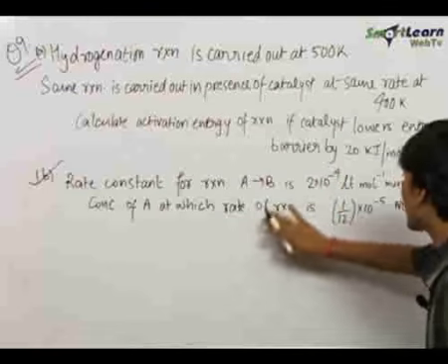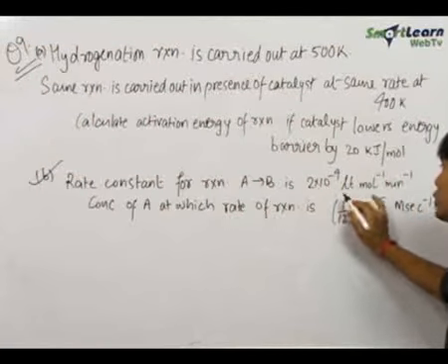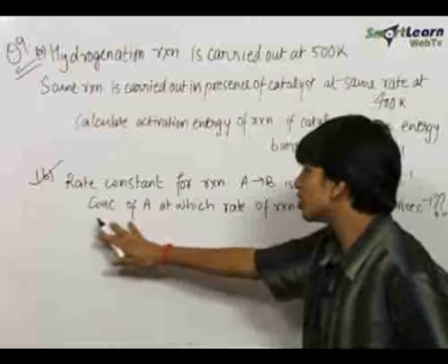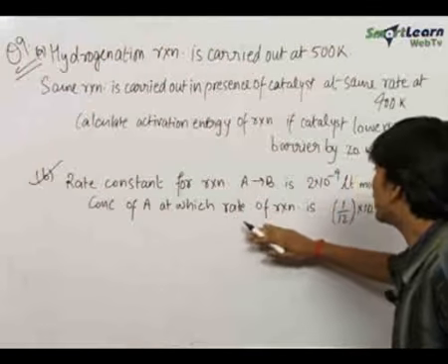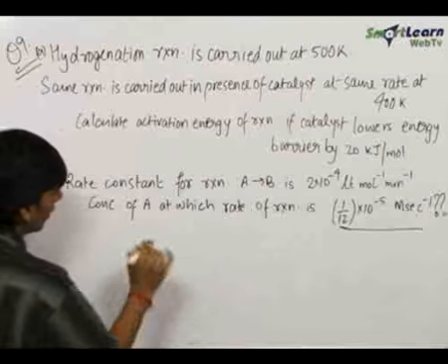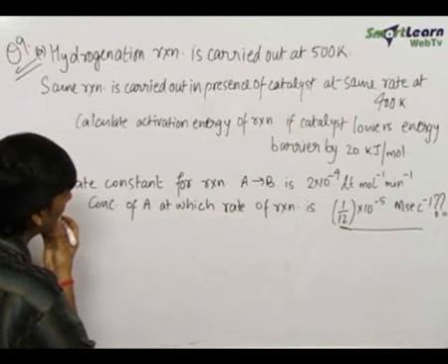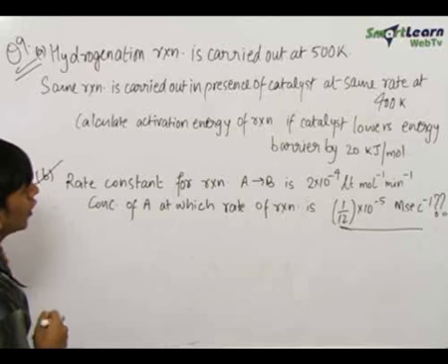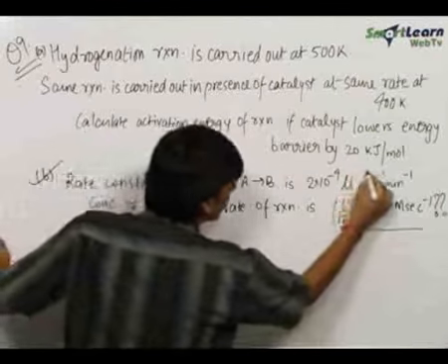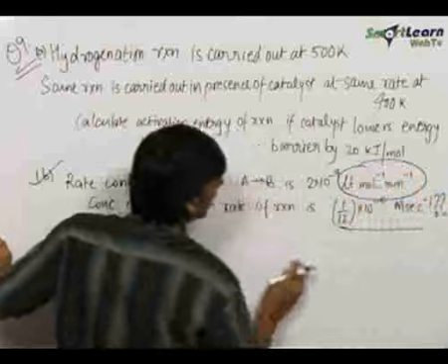The rate constant for the reaction A to B is given to be 2 into 10 raised to the minus 4 liter mole inverse minute inverse. We need to find the concentration of A at which the rate of reaction is this much. Now for this question people would think, how do we find out the order of the reaction? Always remember that the order of the reaction is found out by the unit of the rate constant.